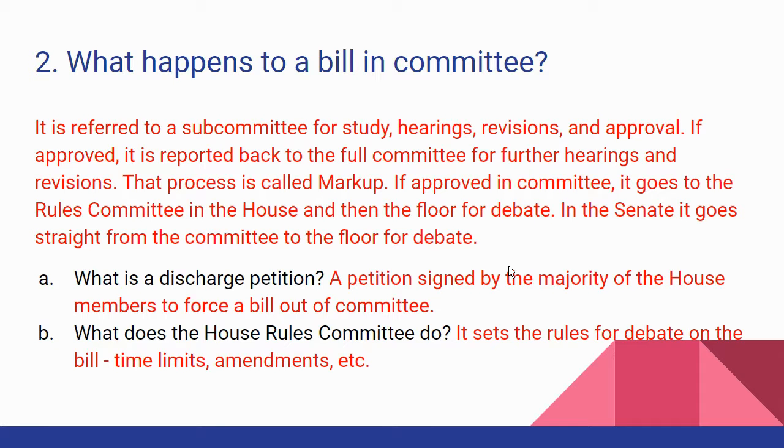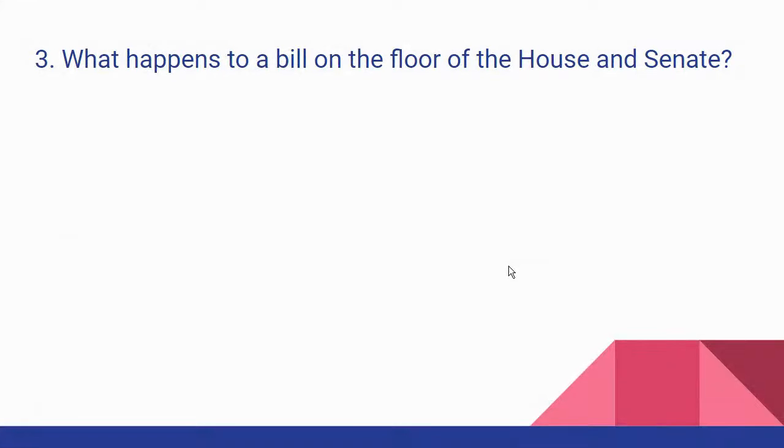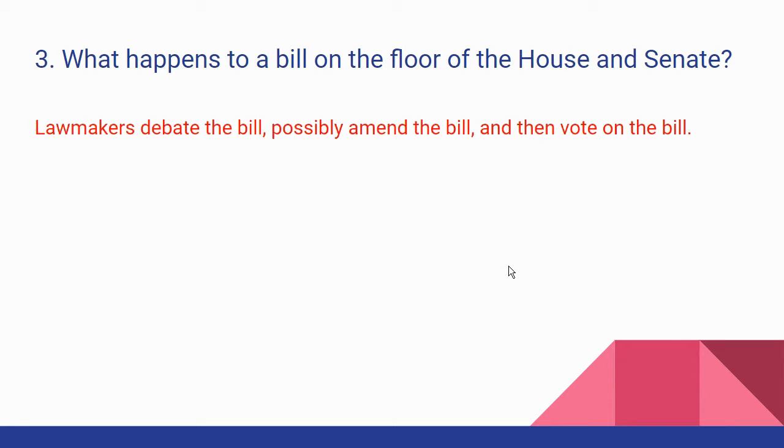Number 3, what happens to a bill on the floor of the House and the Senate? They debate the bill. They might amend the bill, depending on, in the House, whether or not amendments are allowed, or whether any amendments pass if they are allowed. And then they will vote on the bill. Once they vote on it, if they vote yes, then it will go to the other house for consideration.